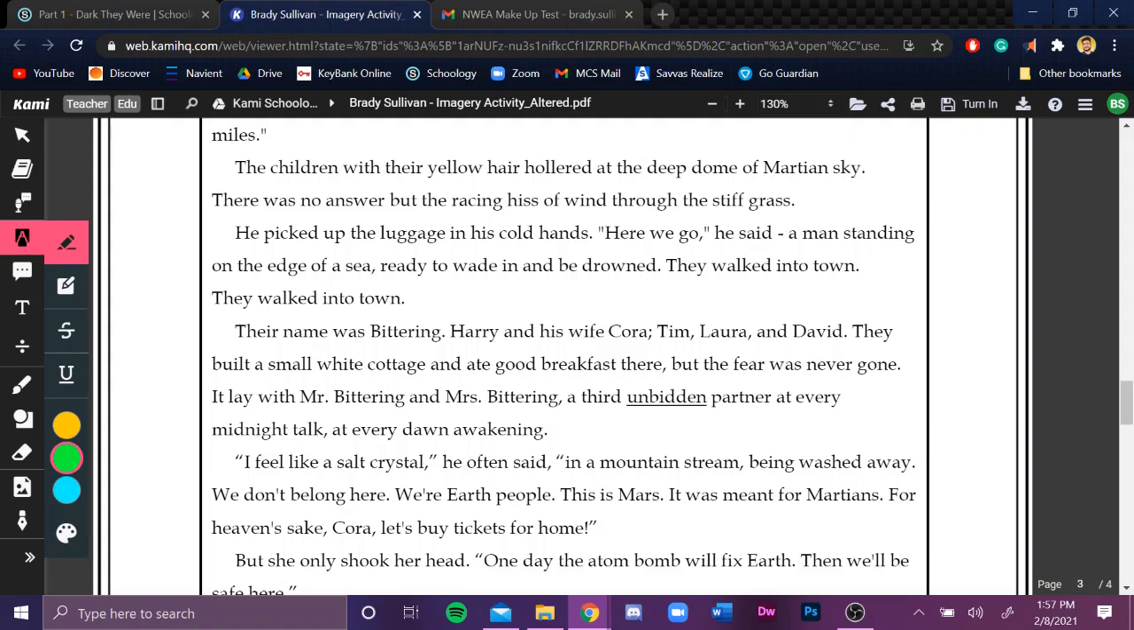Their last name was Bittering. His name was Harry and his wife's name was Cora. Tim, Laura, and David were their children. They moved into a small white cottage and had themselves a good breakfast there. But their fear was never gone. The fear laid with Mr. Bittering and Mrs. Bittering, a third unwelcomed partner at every midnight talk and every morning when they woke up.